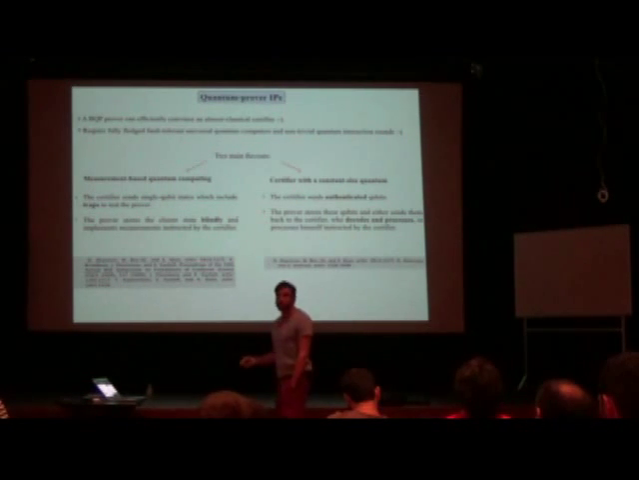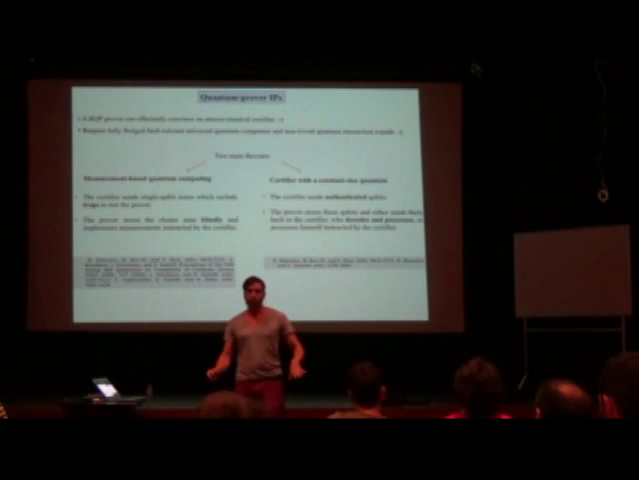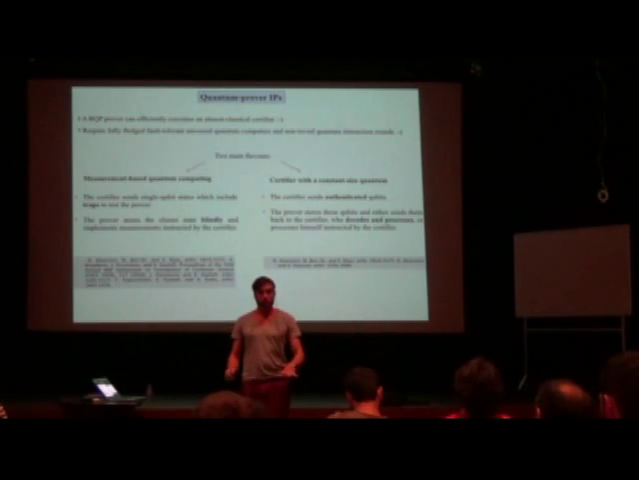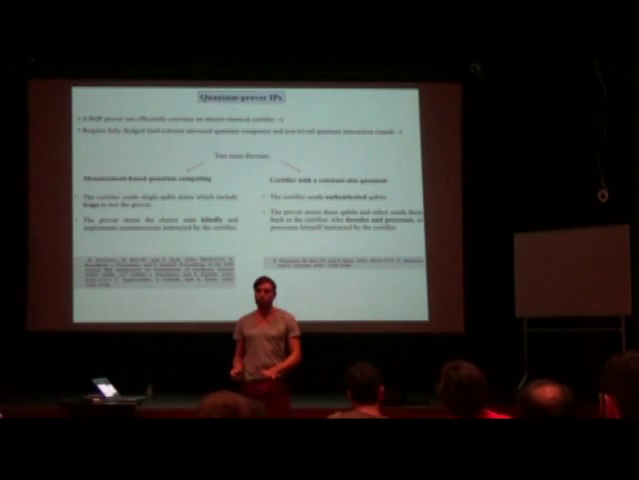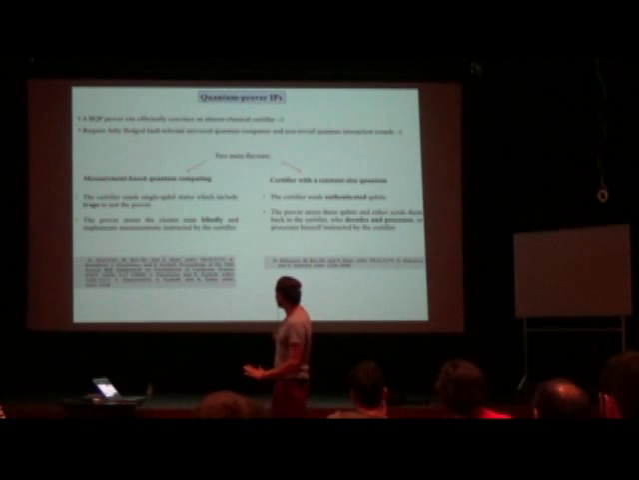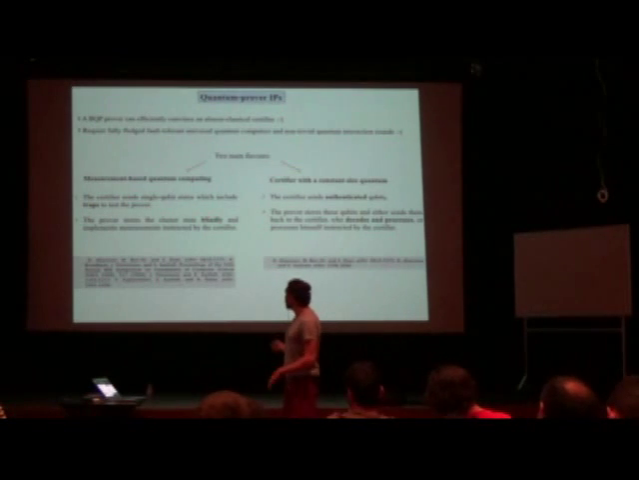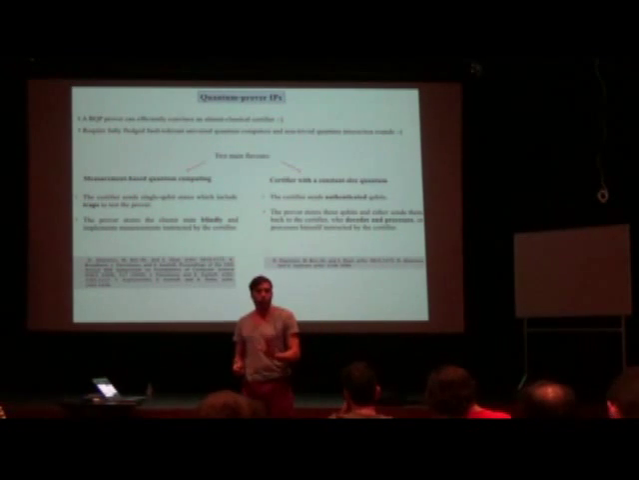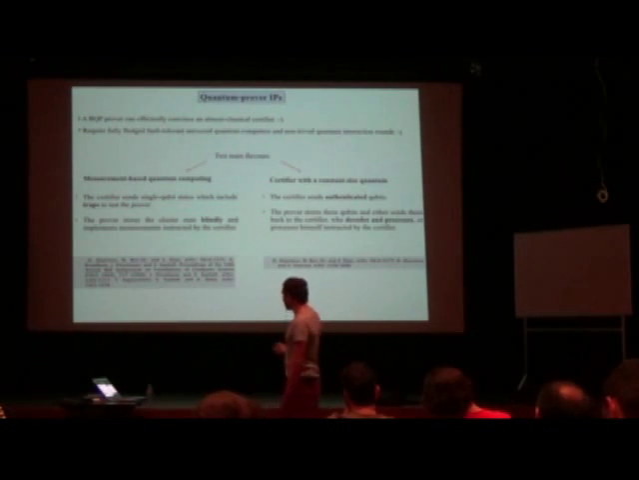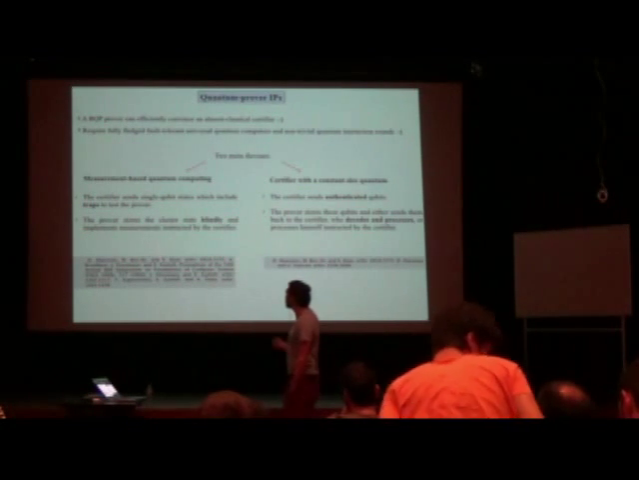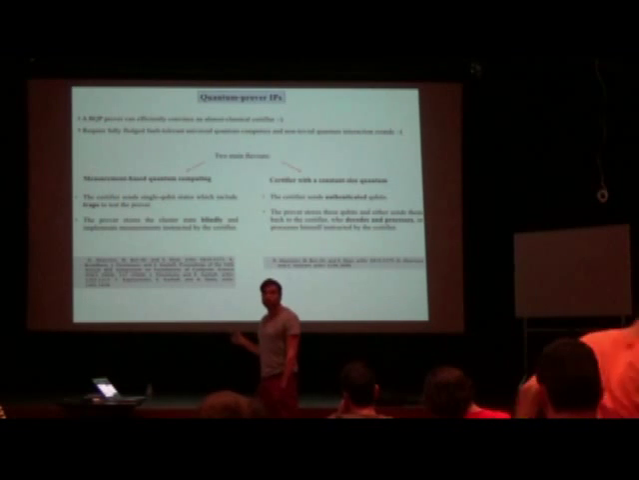So he runs a measurement-based quantum computation without knowing exactly which cluster he has, and without knowing exactly which effective measurements he's doing, because he measures in random directions that are given by the certifier, but he doesn't know to which actual measurement that corresponds, because he doesn't know in which basis the cluster is written. And with that, you can achieve certification. Let's say you can certify universal quantum computations.